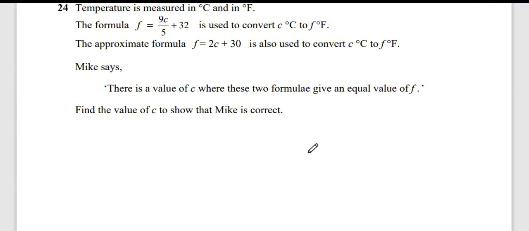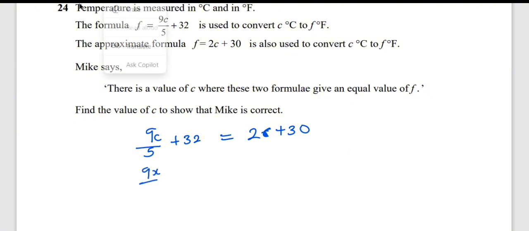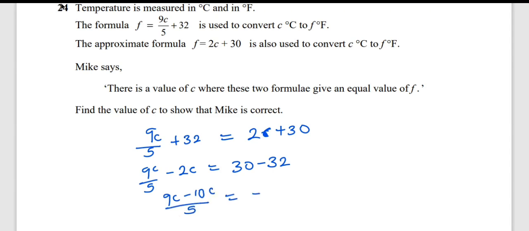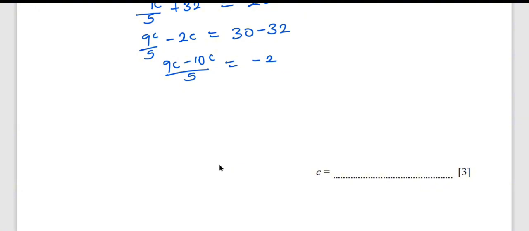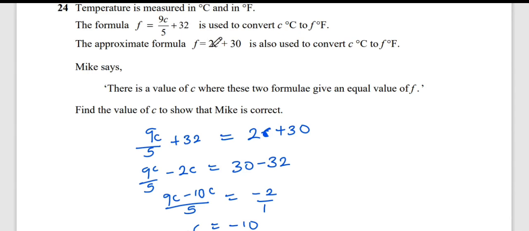So if the two formulas are the same for a certain value of C, that means we need to find the value of C by equating the two formulas. So what are the two formulas? The two formulas are 9C over 5 plus 32 will be equal to 2C plus 30. So collect like terms: move this here, this goes there. We have 9C over 5 minus 2C equal to 30 minus 32. So when you work this out, you have 9C minus 10C over 5 equals minus 2. So you can collect like terms. You're going to have minus C equals this times this. Then you make this one over 1. You have minus 10. So if minus C equals minus 10, therefore C equals 10. So at 10 degrees Celsius, the two formulas will give us the same value.